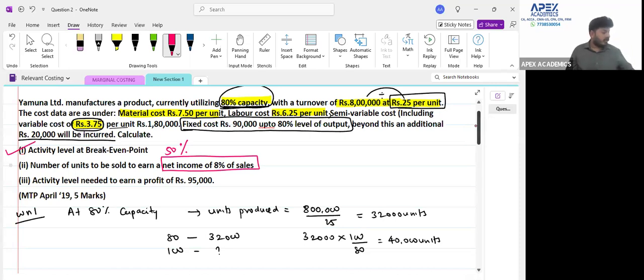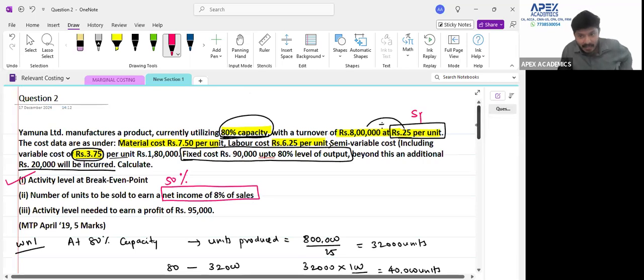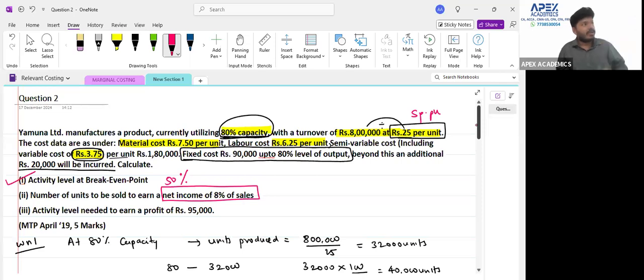Next, number of units to be sold to earn a net income of 8% on sales. To earn a what? To earn a net income of 8% on sales. Number of units. Now see, in this question, I have the selling price per unit. I also have the total cost. How do I know the total cost? I know materials. I know labor. I know semi-variable cost. Yes, but there will be a doubt here. Then to earn that 8%, what should our manufacturing be, etcetera. So before going there, we need to understand what our profit will be at 80% capacity. What will our profit be?